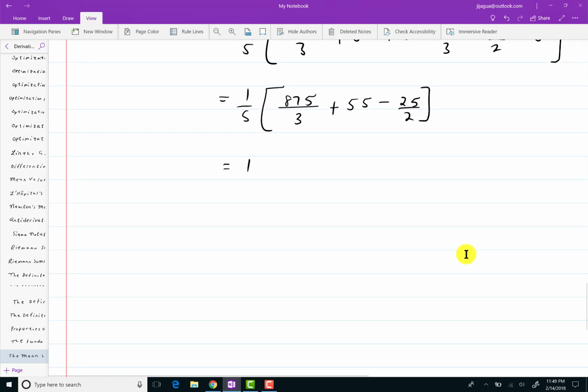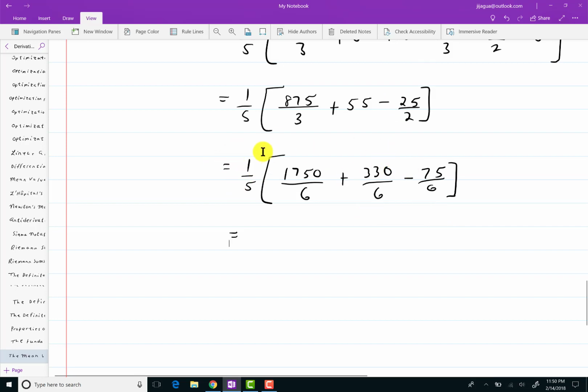So I have 1/5. To get this over 6, I need to multiply by 2. So I have 1750 over 6. 55 times 6 is 330. And then 25 times 3 is 75. Now let's go ahead. I just feel like taking this 1/5 and multiplying it through right now to make all the numbers littler. Like this 1750 here, if you brought the 1/5 through, that would be, let's see, 350 over 6.